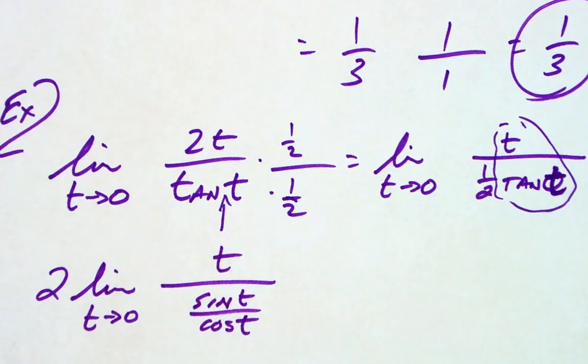So I did 2 things. I pulled the 1/2 on the bottom out front, but to do that I had to flip it. And then I just rewrote tangent as sine over cosine.